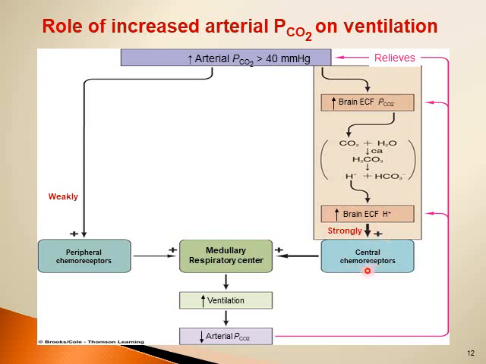central chemoreceptors. When central chemoreceptors are stimulated, they will send input to the medullary respiratory center. This will lead to an increase in ventilation and washout of carbon dioxide from the blood in the lungs, and this will lead to a decrease in the partial pressure of carbon dioxide in the arterial blood back to normal, which is 40 millimeters of mercury.